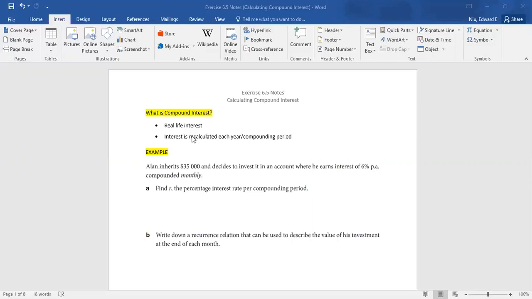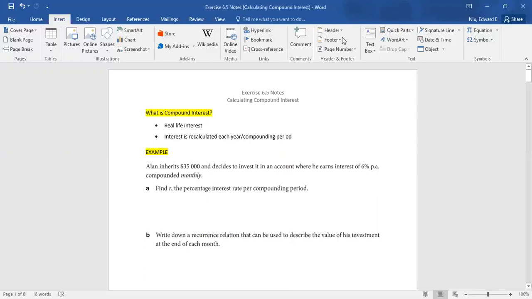Compound interest is interest that's recalculated each year or each compounding period. So the way banks work is, just have a think. I'm sure most of you have a savings account. At the end of each month, you receive a certain amount of money, and that's called the interest. Now, the bank calculates most accounts' interest on a monthly basis. Sometimes you might have daily agreements, sometimes fortnightly agreements, sometimes biannual agreements, but generally speaking, it's usually monthly. Okay? How do they do that? Well, let's take a look at the example.